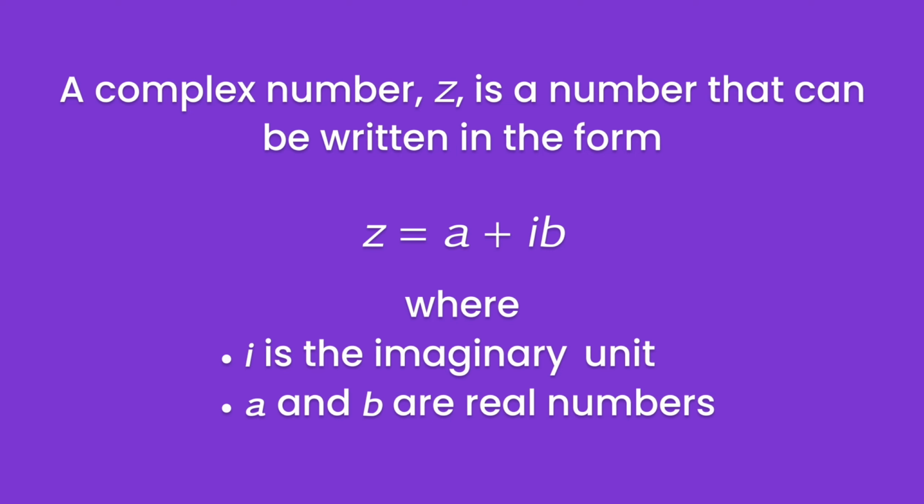A complex number z is a number that can be written in the form z equals a plus i times b, where i is the imaginary unit and a and b are real numbers.